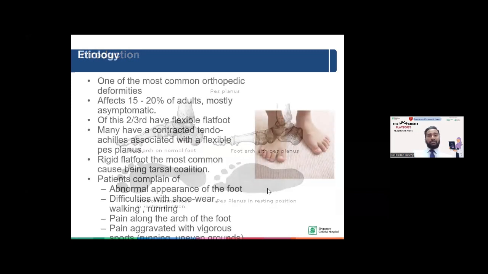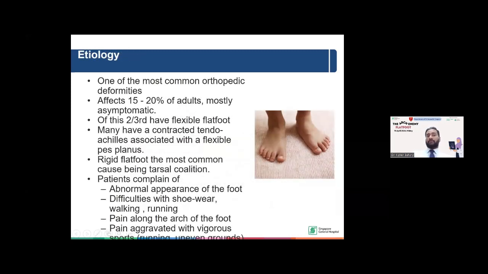In terms of etiology, it is one of the most common orthopedic deformities that we see, and it can affect 15 to 20% of adults. And most of the time, these patients are asymptomatic. That means they have flat feet, but it doesn't bother them, and they don't seek any medical attention. Of this, 2/3 of them have flexible flat feet. So this is a very clear distinction. I'll go into the details of what is flexible and what's rigid, but most of them have flexible flat feet.